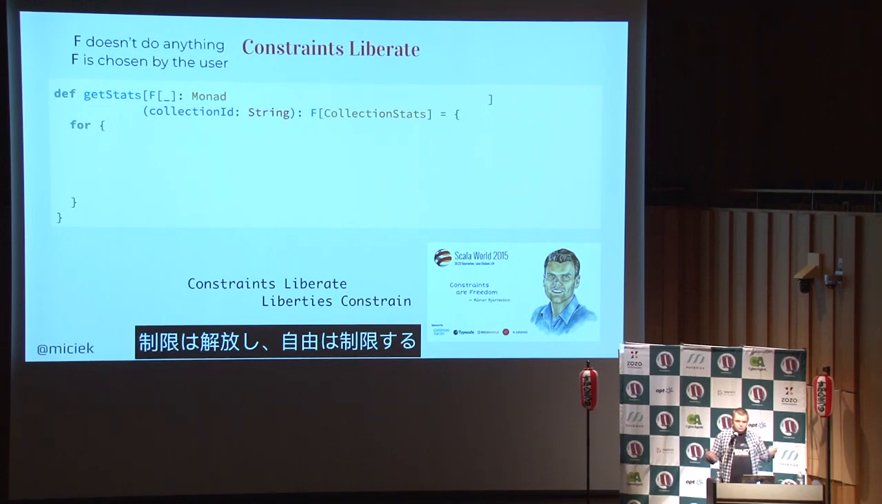But if you return futures, then your user, if they want to use I/O, needs to somehow convert, right? Or something like that. So they have less freedom. So let's try to use this kind of approach and implement our service, okay? From scratch.